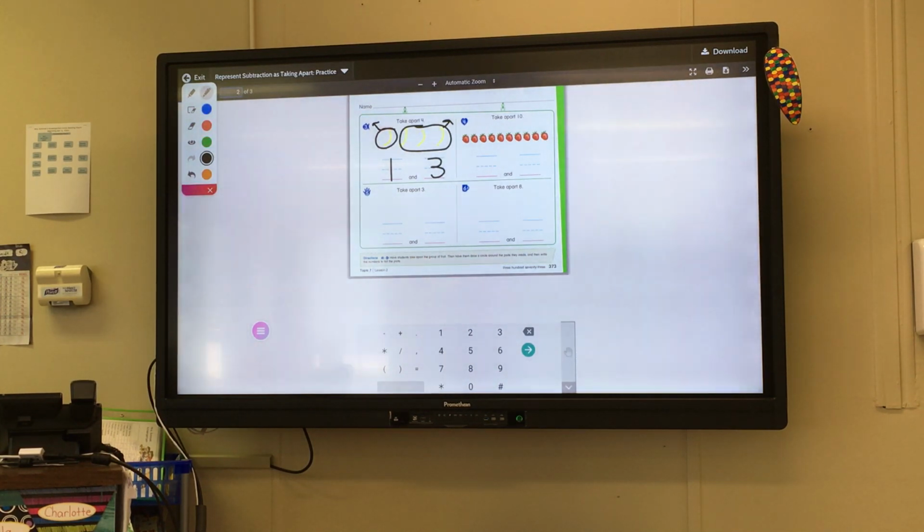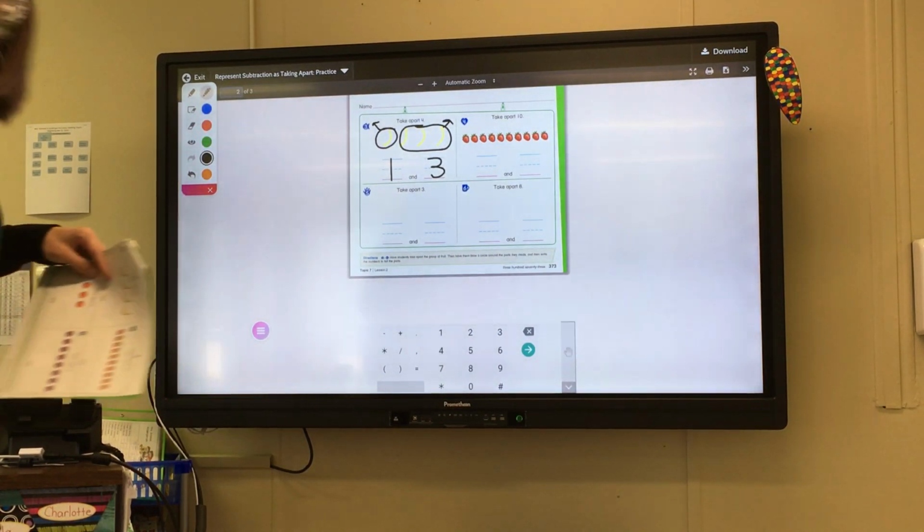Okay, but you do have to take them apart into 2 groups. So go ahead and try to. I like your thinking. I did the same thing. Nice. But I took one out and put another one. All right. I did the same thing.